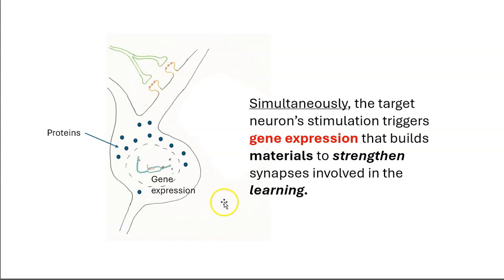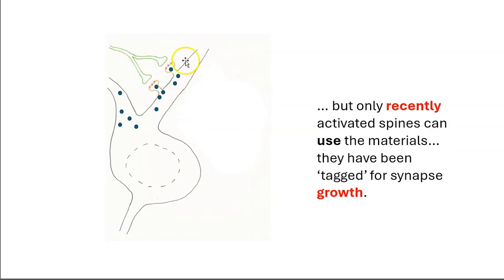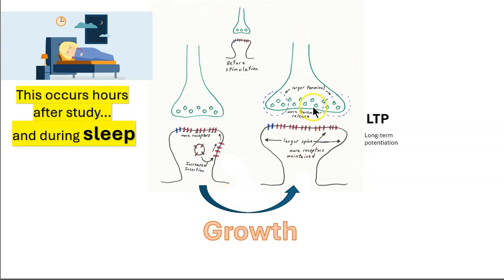But simultaneously, the target neuron stimulation triggers gene expression that builds materials to strengthen the synapses involved in the learning. So those building materials move out into all the dendrites, but only recently activated spines can use the materials. They have been tagged for synapse growth. So this growth process is what brains are doing during sleep, during memory consolidation. The cortical memory traces are being strengthened by this process of making long-lasting changes to synapses amongst those neurons in the memory trace.